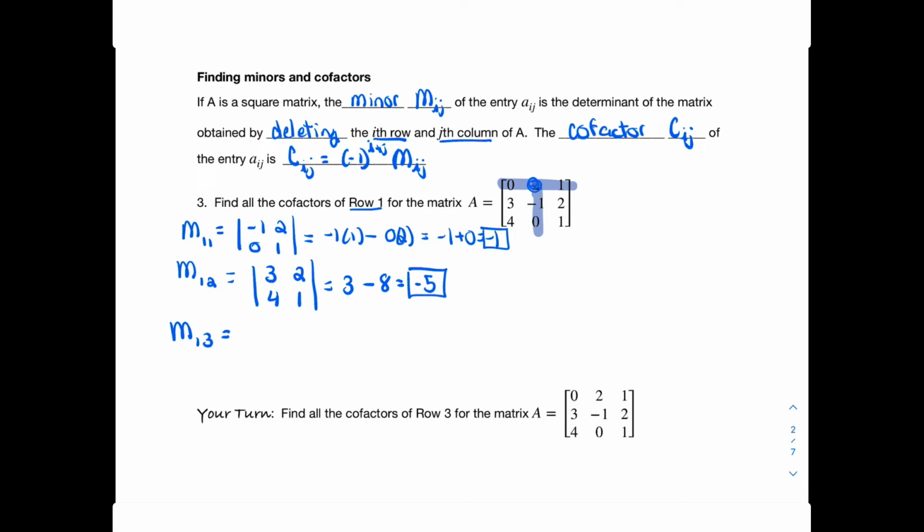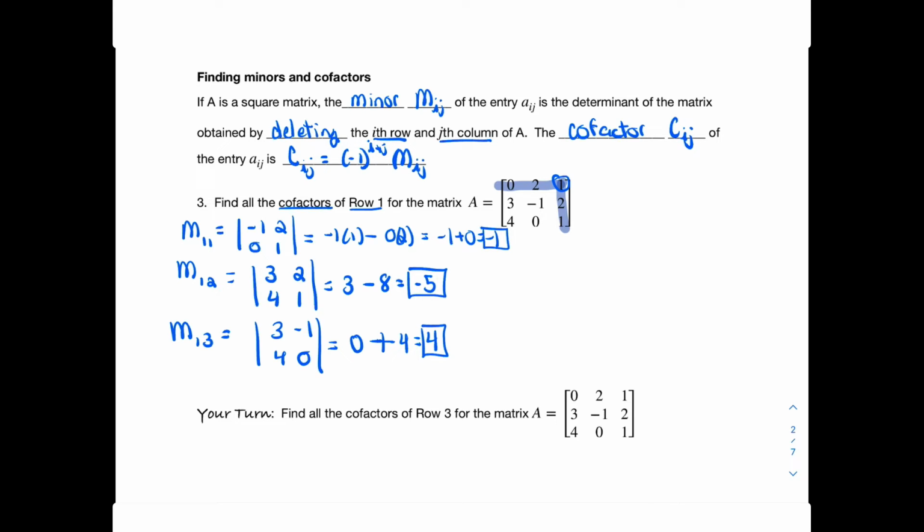Now row 1, column 3, I'm going to delete that row and that column. So I need to find the determinant of 3, negative 1, 4, and 0. So diagonals down minus diagonals up gives me a positive 4. So our minor for row 1, entry 3 is 4.